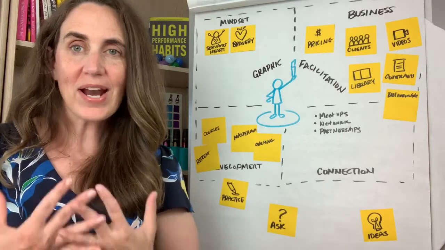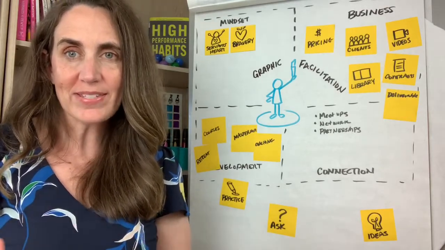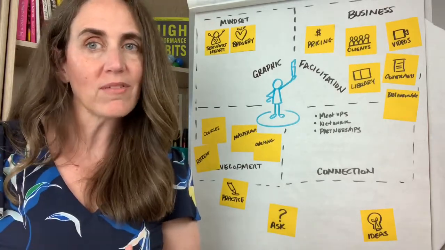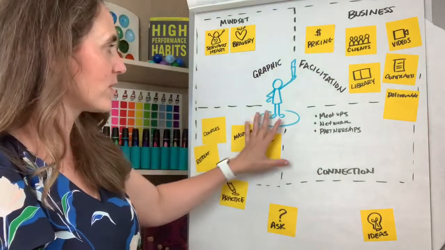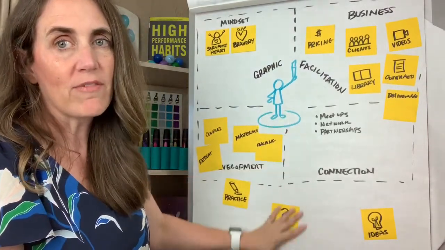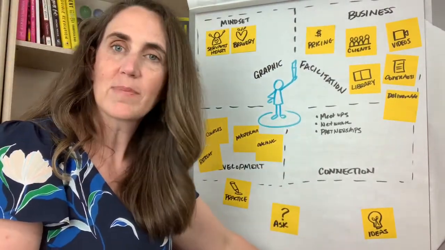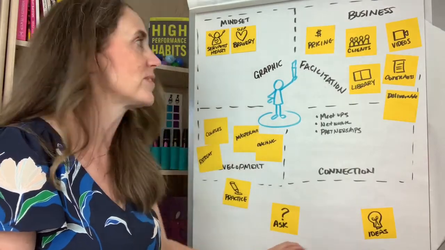This one, what I did is I started with a basic grid. Remember, that's one of our layouts. And in the middle of the grid, I have a drawing of a person with a marker. And this is about visual facilitators or graphic facilitators.